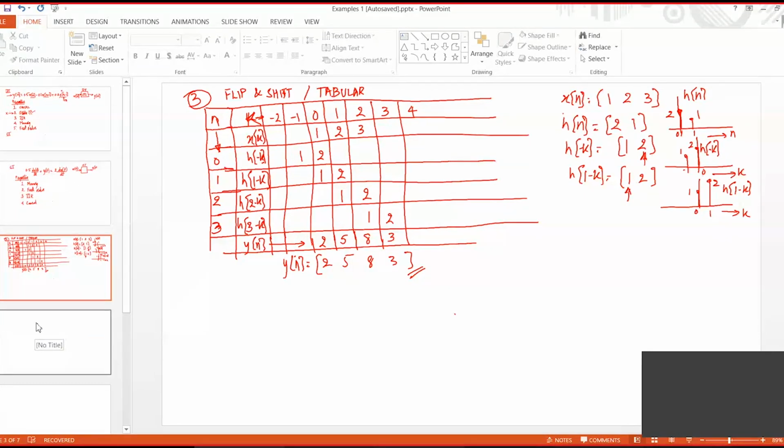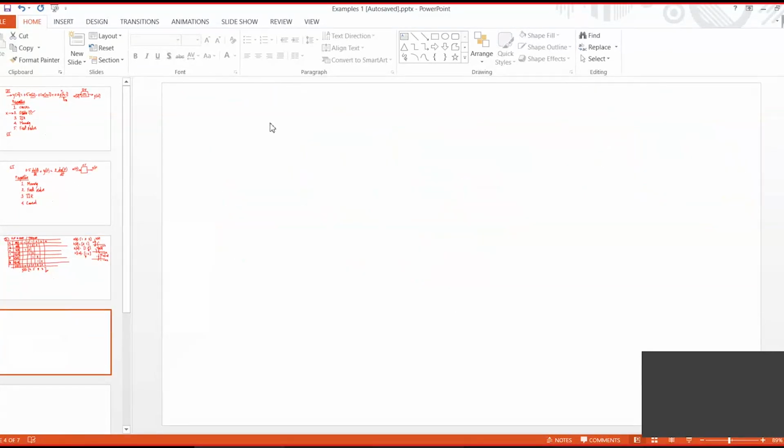Okay, so let's just do a few more examples, which will actually explain why this is the method of choice for most of the students and why people tend to prefer this. Now let's take, I will not call it complicated, but a bit different example.